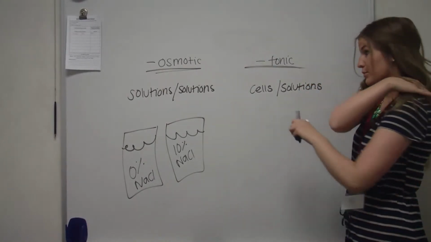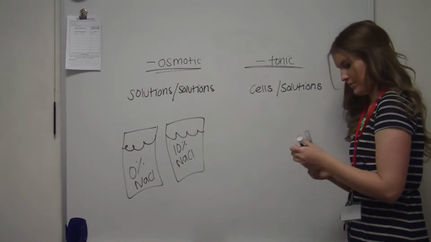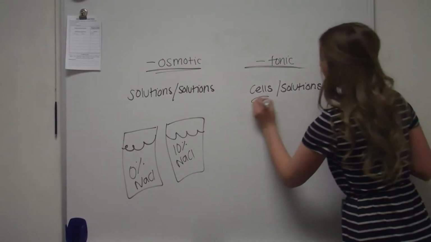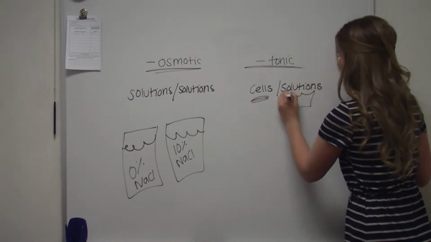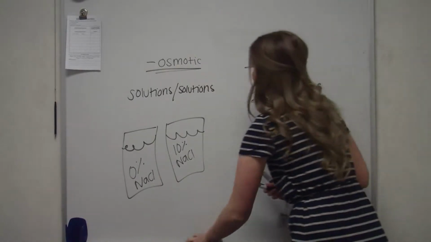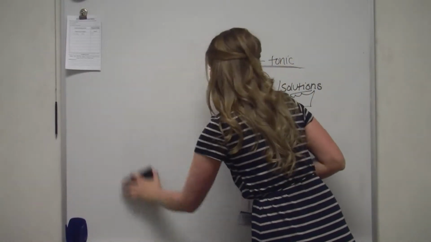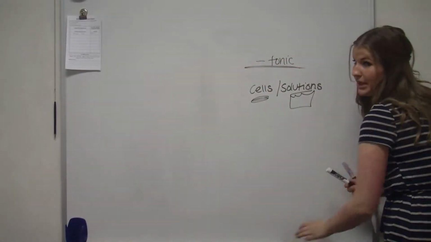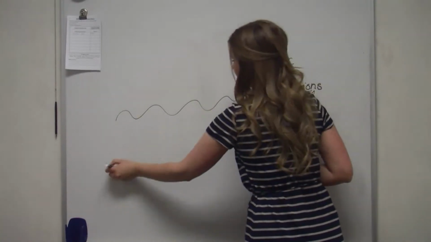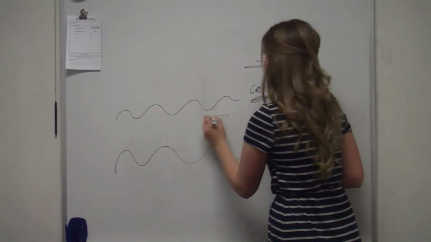And right now, he's dealing mostly with tonic. So we have our cells in comparison to what solution they're in. And so there's going to be a few different words. So we have saline in the blood. Let's say this is your bloodstream, which is going to be our solution, right? And then we have cells in the blood. We have our red blood cells.